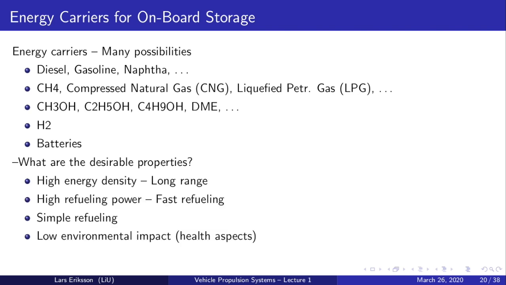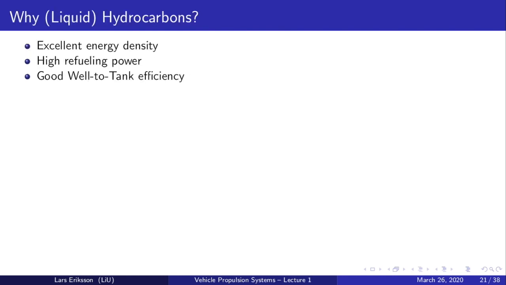We have high energy density, which means long range. We have high refueling power, which means fast refueling. We have simple refueling, so that we don't need safety precautions or complicated regulations to do the refueling. And we also need a low environmental impact so that we don't influence us as humans. We also have the infrastructure question: is the infrastructure ready for new fuels, or will we need to build up a parallel infrastructure?